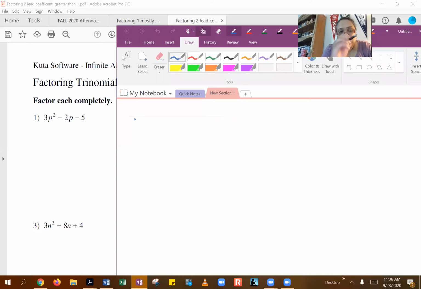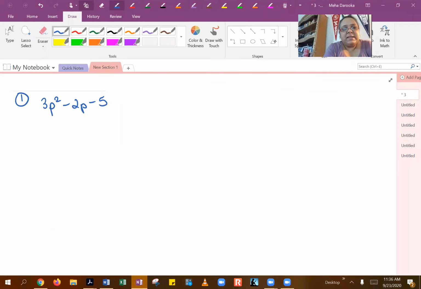So this is number 1. We've got 3p squared minus 2p minus 5. So the trial and error method would be where we break down the number 3 into 3 times 1. We break down the negative 5 into either negative 1 and positive 5 or positive 1 and negative 5. So that means 3 times 1 would be 3p and just p for the 2 parentheses.